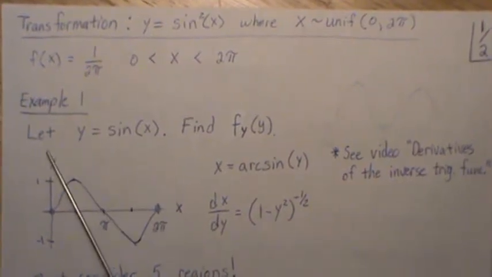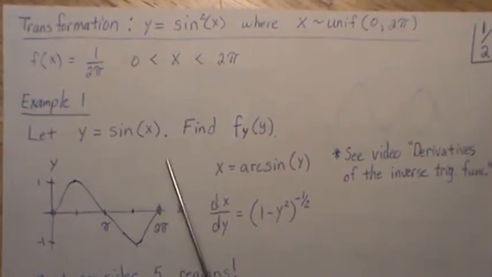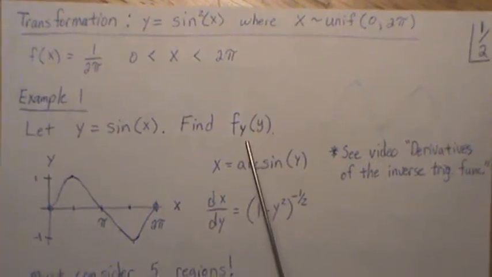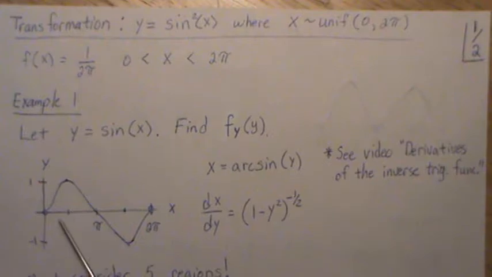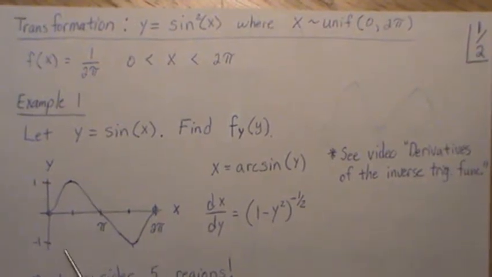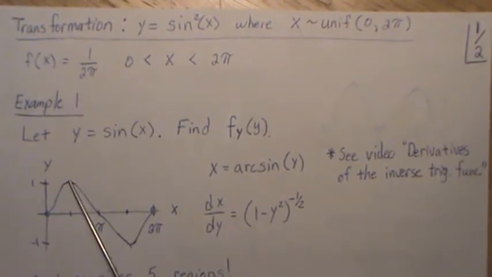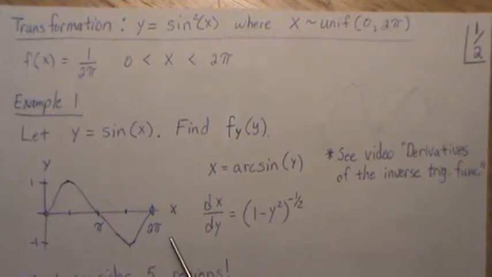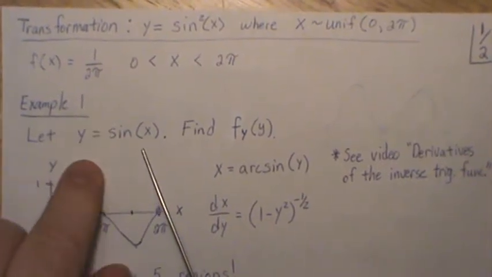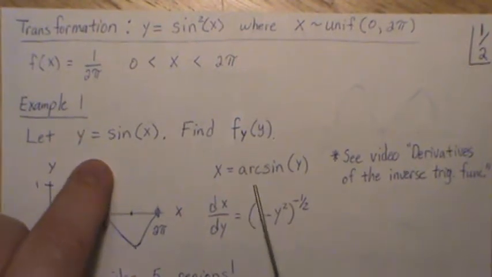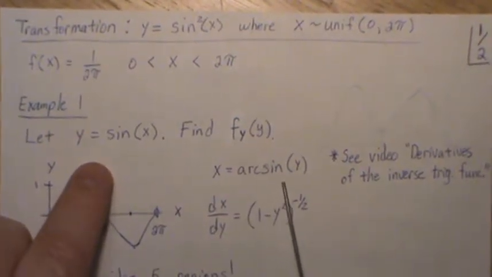In example 1, we're going to let y equal sine of x, and we want to find the density. So this is the graph. This is x, and the sine of x looks like this. It's well known, peaks at 1 and -1. And if we back solve for x here, we get x is equal to the arc sine of y.